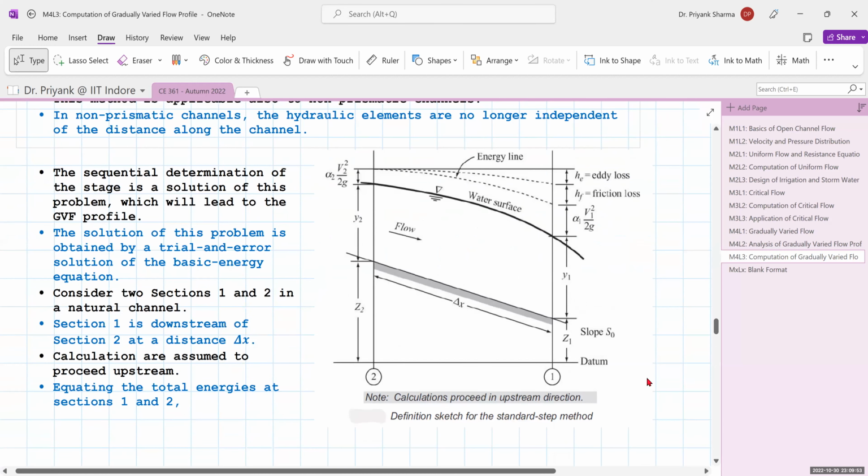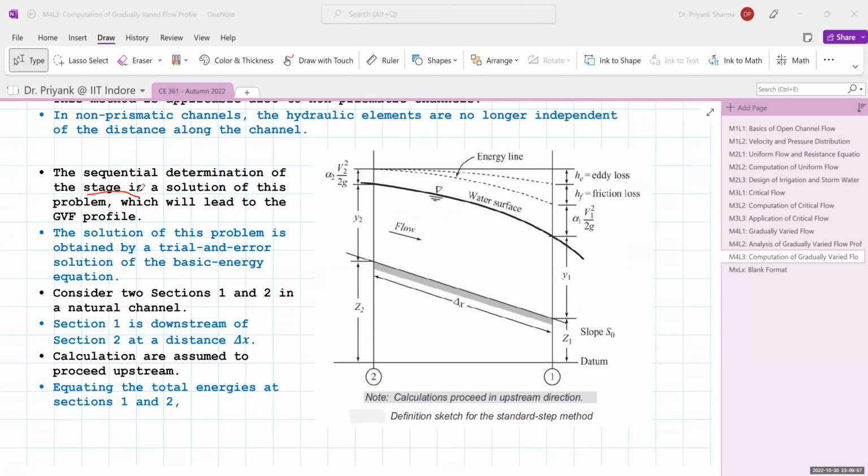So the sequential determination of stage is a solution of the problem. Here you have to sequentially determine the stage, because let us say in a non-prismatic channel, if you look in the plan, your width and cross section may change. So at every change of section, you have to determine the stage sequentially. Here you get the trial and error based solution of your energy equation.